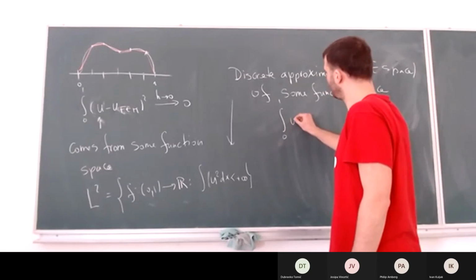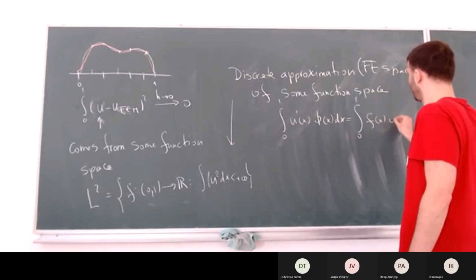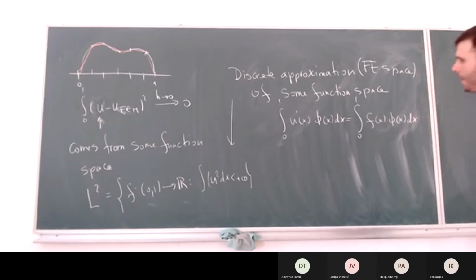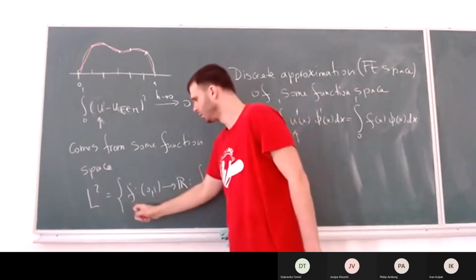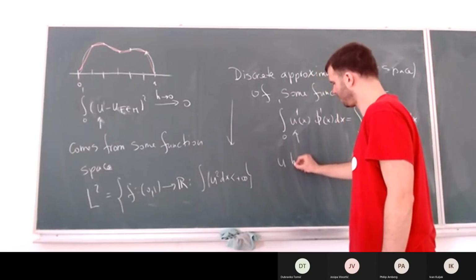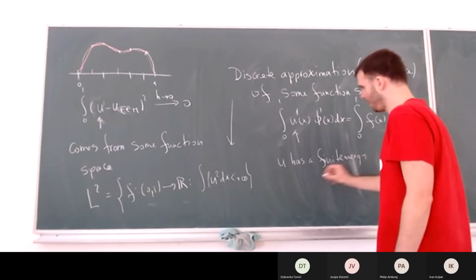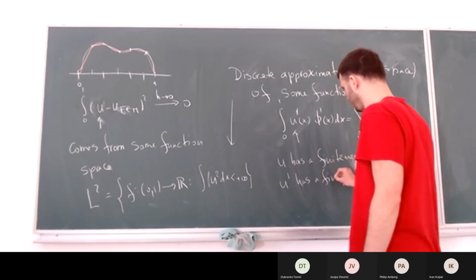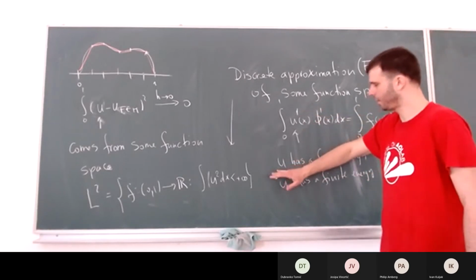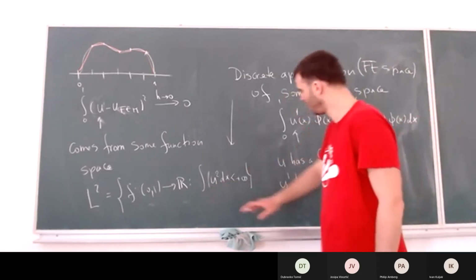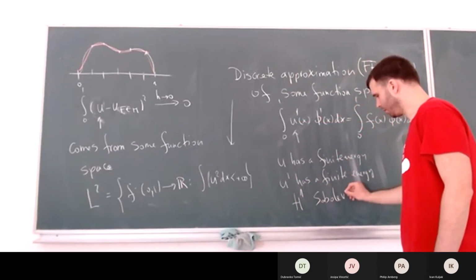But this problem: integral from 0 to 1 of u prime of x, phi prime of x dx equals the integral from 0 to 1 of f of x, phi of x dx. Here u is not from L2, because here we need that u has finite energy, and u prime has finite energy. So somehow u is from L2 and u prime is from L2. This is called the space H1. This is just for your information.